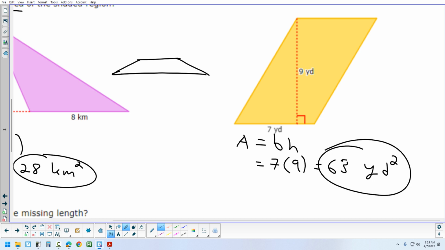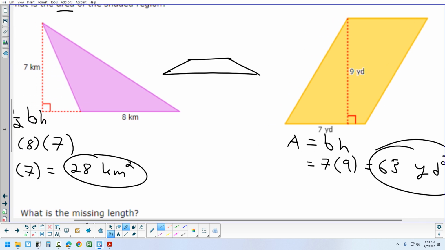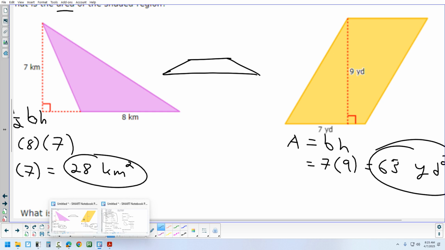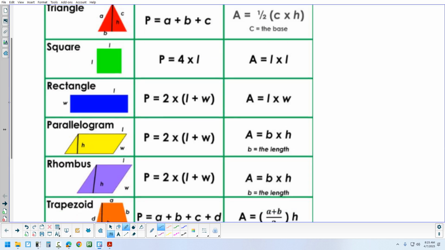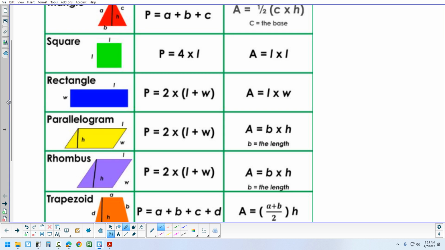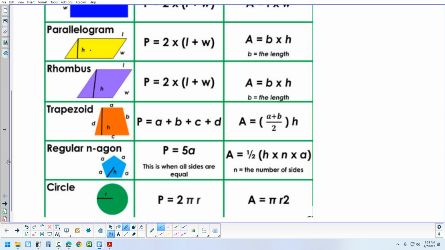If you're ever not sure what kind of shape it is, you can always ask me and I can help you out. But the other reference sheet I found had pictures on it. So then you could kind of reference, okay, my shape looks like that. It's a parallelogram. And then a trapezoid would look more like that.